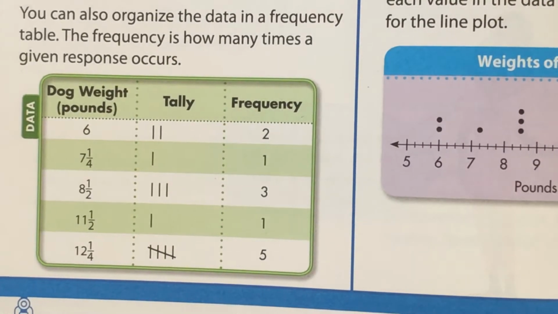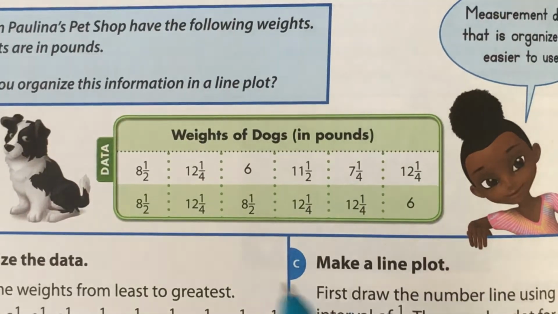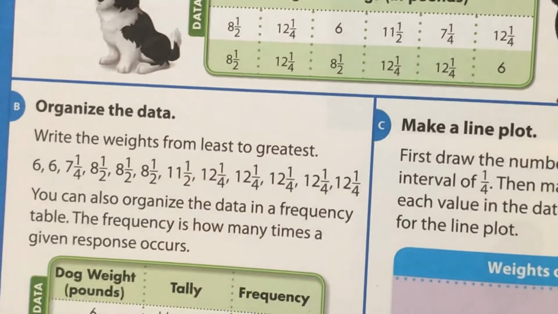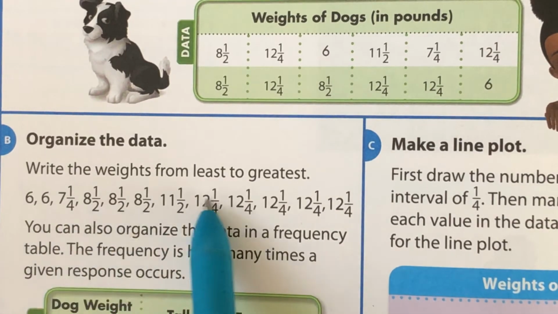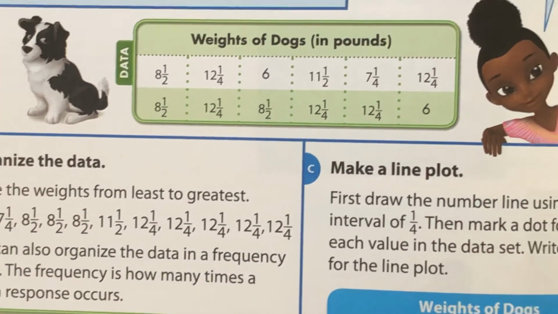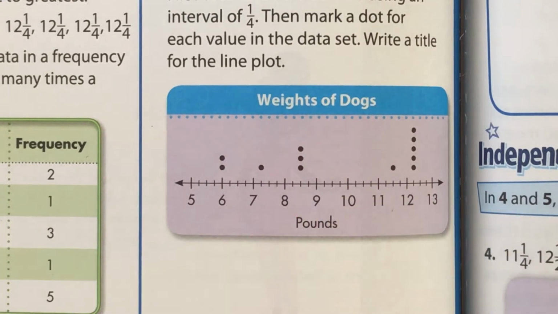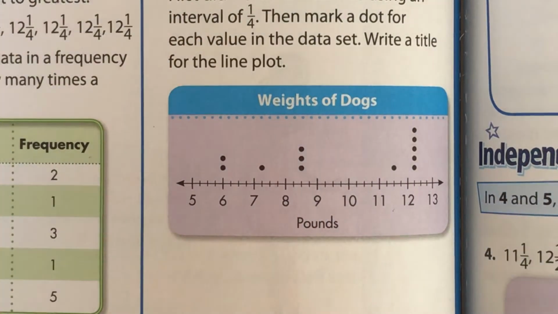So just to recap really quick, we get all of our information. It's kind of all scrambled and confusing, and then we just organize it. Again, I would suggest putting it in order from least to greatest, and then making your line plot based on that organized information. So let's try one together.